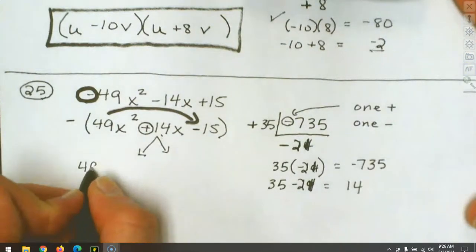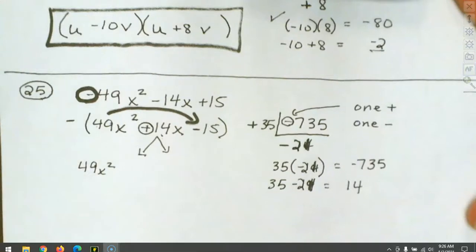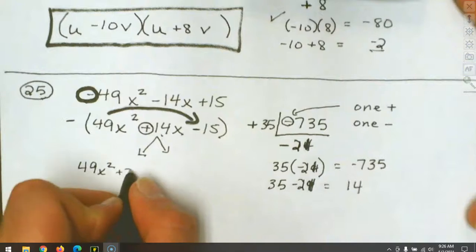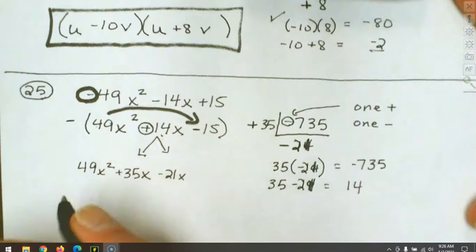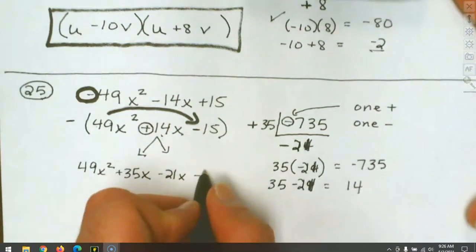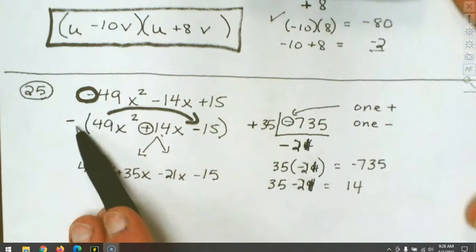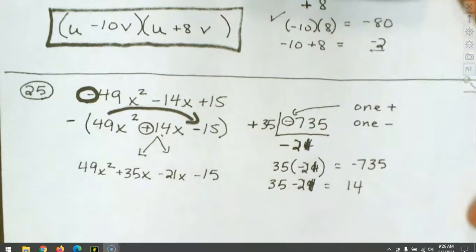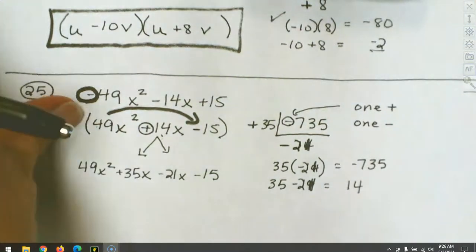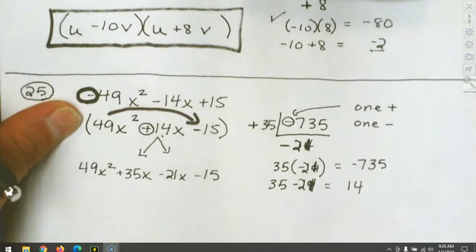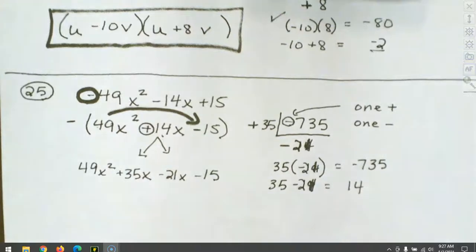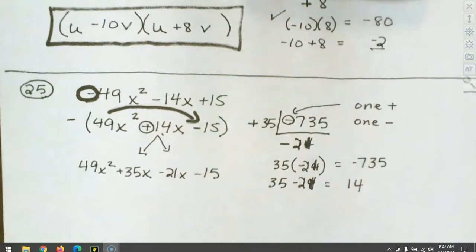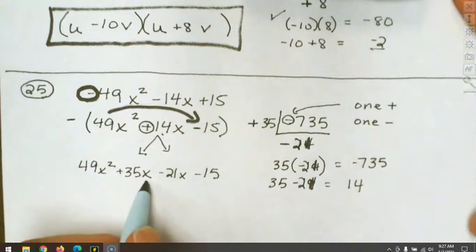So when I split up the middle, I've got 49x squared. I'm going to split that 14 up now into a 35x, a minus 21x, because those are my two numbers here, and a minus 15. Don't worry about that negative, because that's just going to drop down. It's out in front, so we don't even have to worry about it. It's basically gone, right? Now we've got our 4 terms, so what do we have to do? Factor by grouping.